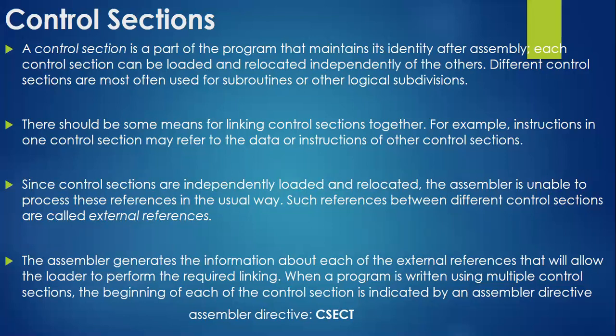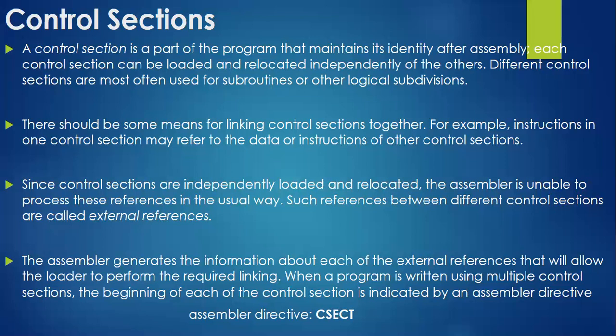As I mentioned, total 11 different control sections are there. According to my example, it is not compulsory that there must be 11. It may be 1, 2, or 3; it doesn't matter. If 11 control sections are available, they may be stored in different parts of the memory, not necessarily in proper order. Different control sections are most often used for subroutines or other logical subdivisions. So for dealing with subroutines and subdivisions of the program, we'll expect these different control sections.